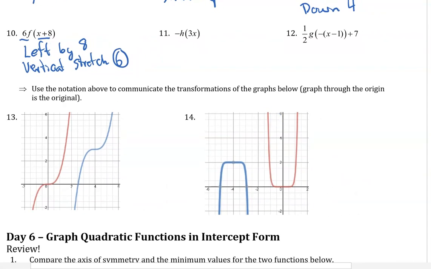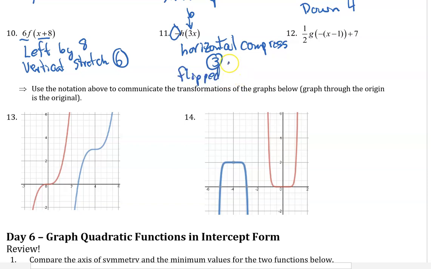Number 11, h of 3x. Well, this would be our b. So that means it is horizontally compressed, so made skinny by a factor of 3. And then we have -1 out in front of the function, so that means it is flipped or reflected over the x-axis.